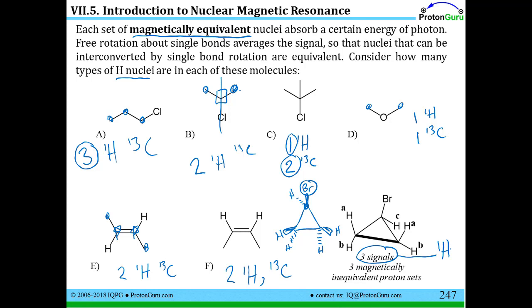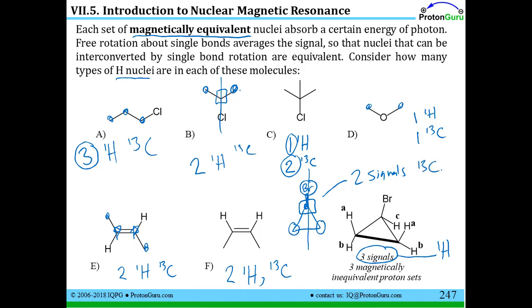What if we're talking about carbons? Well, we have three carbons in the molecule, but if we erase the H's, knowing that the carbon NMR spectrum will only analyze carbons, and we don't have to draw H's in a line bond structure, that makes it easy to see these two carbons are related by symmetry. And then, of course, the carbon with the bromine attached is unique. So we're going to see two signals in the carbon 13 NMR spectrum.